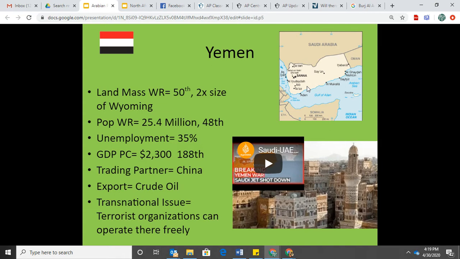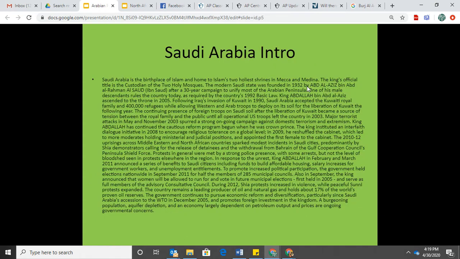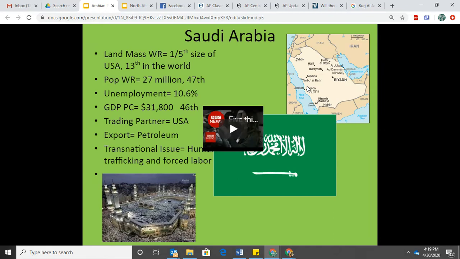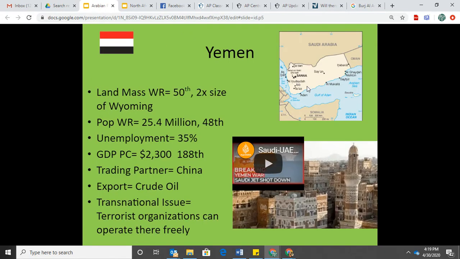It's very tiny. It's about 2 times the size of Wyoming. They do have a decent population, 25.4 million. That's kind of interesting, that they have almost the same amount of people as Saudi Arabia. Their unemployment is astronomical, though. It's 35%. They only make $2,000 per person, basically. They trade with China, and they also produce some oil out here in the Gulf of Aden, and then on their borders, I'm sure there's some oil.